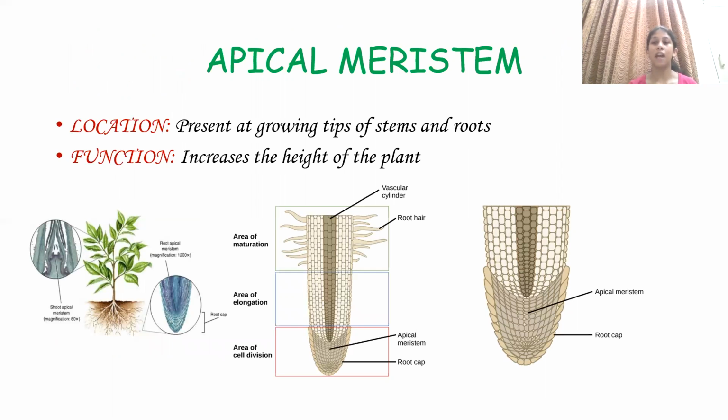Coming to the first type of meristematic tissue, apical meristematic tissue, we are going to study its location, functions and features. These are the pictures of apical meristematic tissue. They are located at the growing tips of stems and roots. The function of apical meristematic tissue is that they increase the height of the plant.